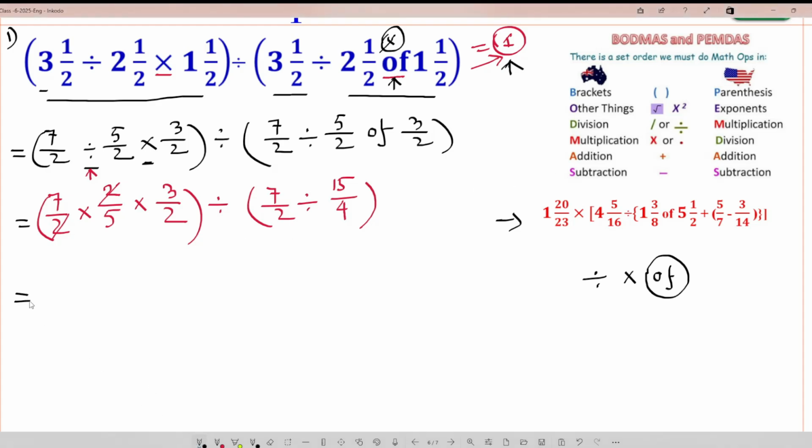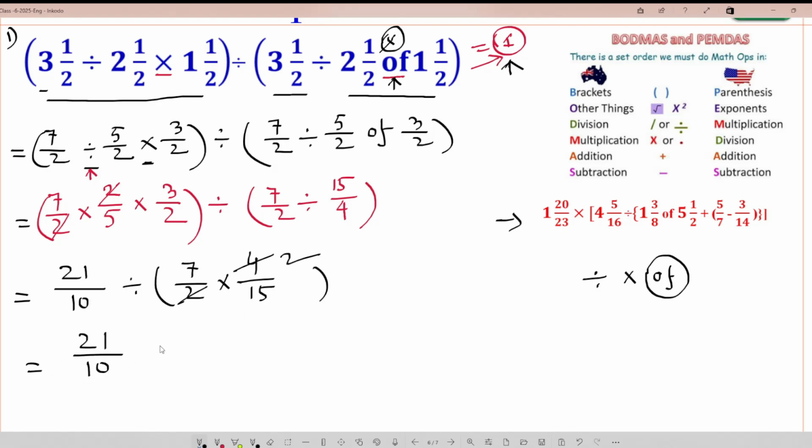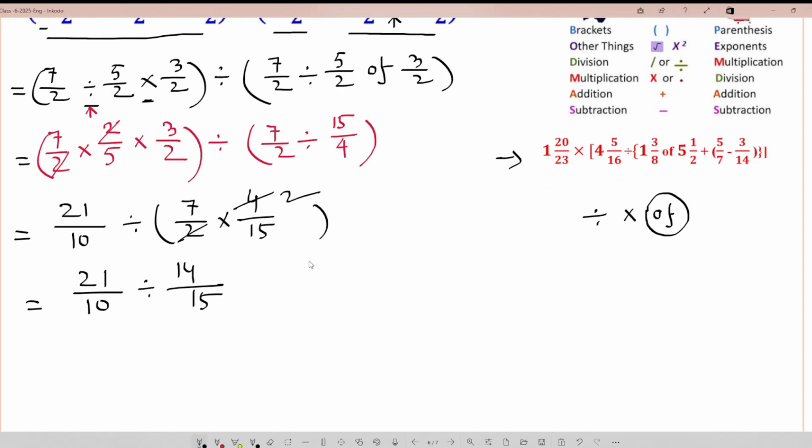So now 7 times 3 will be 21, divided by 5 times 2 is 10. Now divide: 7/2 ÷ 15/4, the fraction will be flipped, it means 4/15. So we can cancel the 2 here. Now look, 21/10 ÷ 15/14, we can write 7 times 2 is 14, and here is 15. Okay, now look, 21/10 times 4/15 divided by 14.